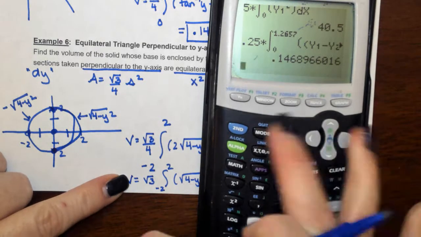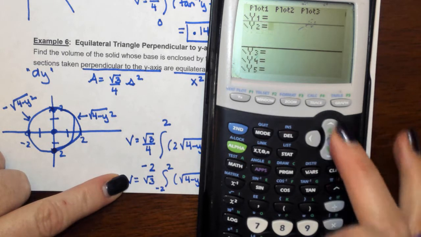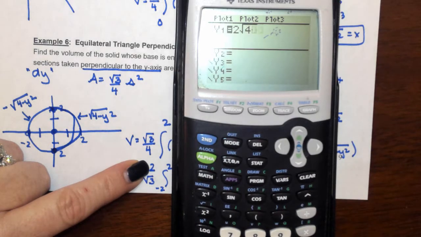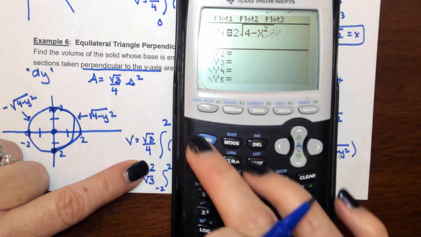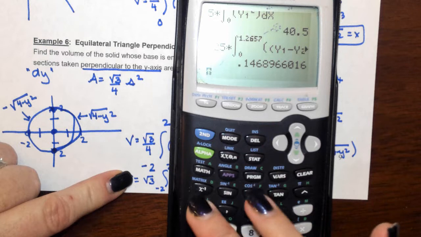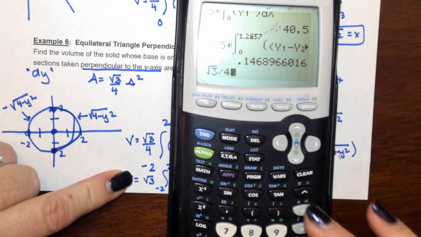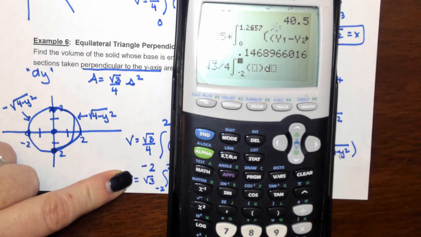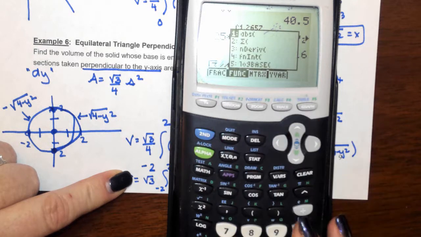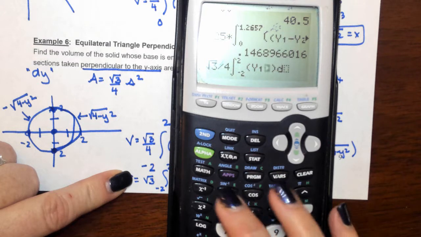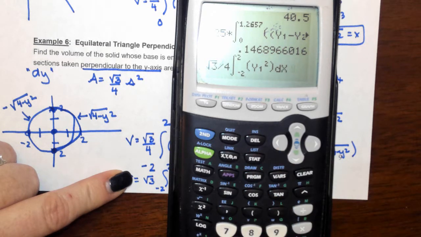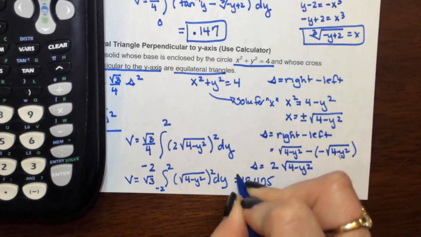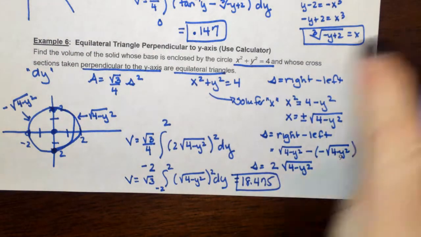Since this is a calculator question, I'm just going to go to my y equals and type in 2 times the square root of 4 minus y squared, which is just going to be an x squared. Then I'm going to have square root of 3 divided by 4 times the antiderivative, going from negative 2 to 2 of y1 squared. So 18.475. That's volume by cross sections.